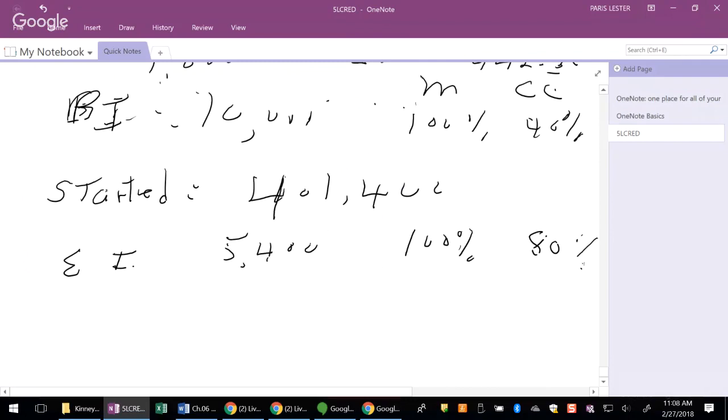Okay, here's what we have. Beginning inventory is 10,000. They were 100% complete for materials, conversion cost 40%. Started 401,400. Ended inventory 5,400, 100% complete for materials, 80% for conversion cost. I want you to work this both ways, by the weighted average and by FIFO. Take a minute and do that, and I'll show you the answer real quick.